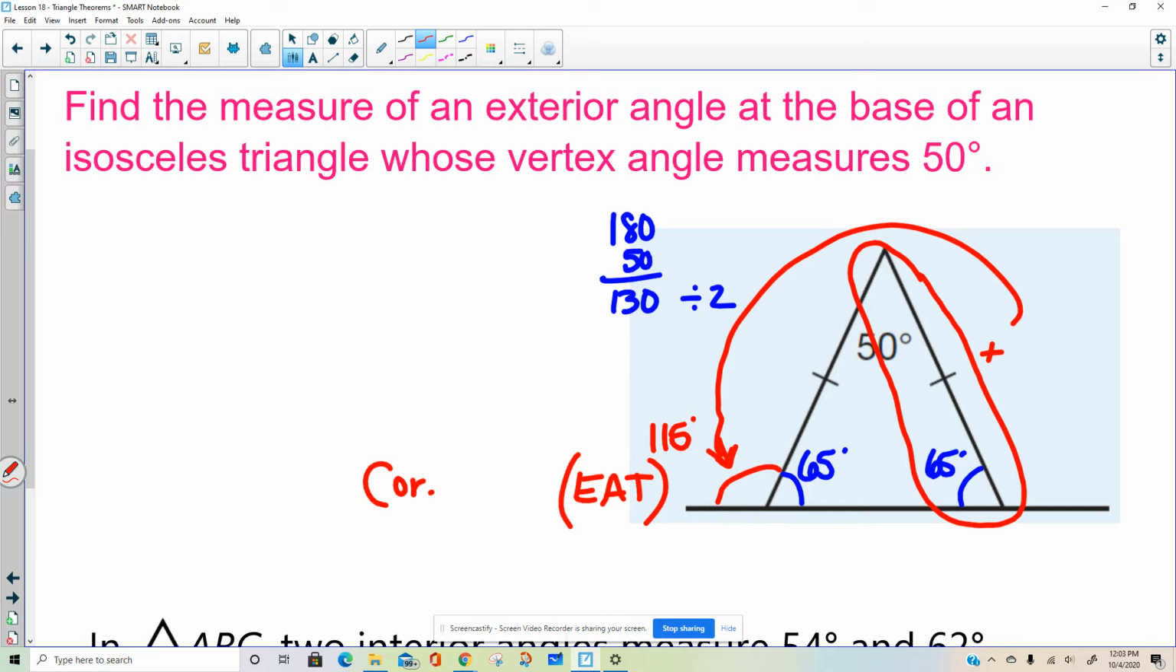Corollary, oh, no, that's actually a theorem. So that's one of the theorems. Yeah, theorem 18-2. Theorem 18-2, or just say EAT, exterior angle theorem.